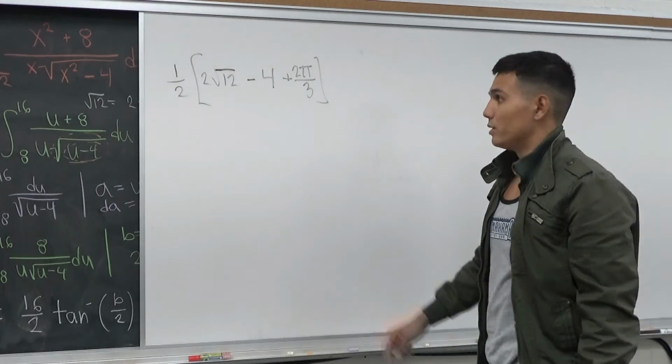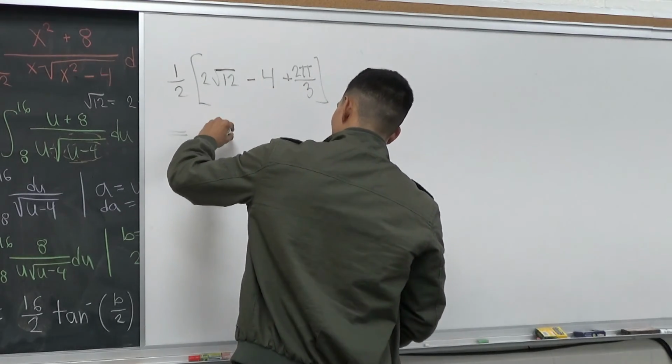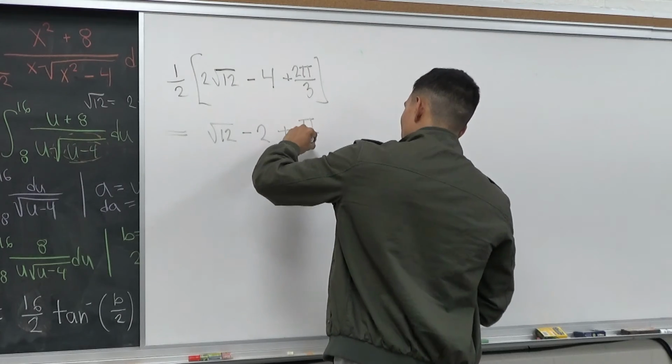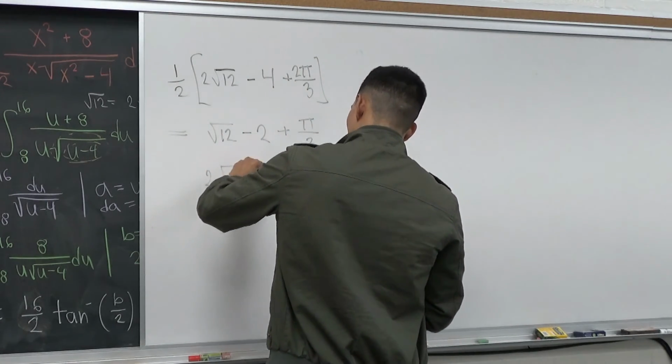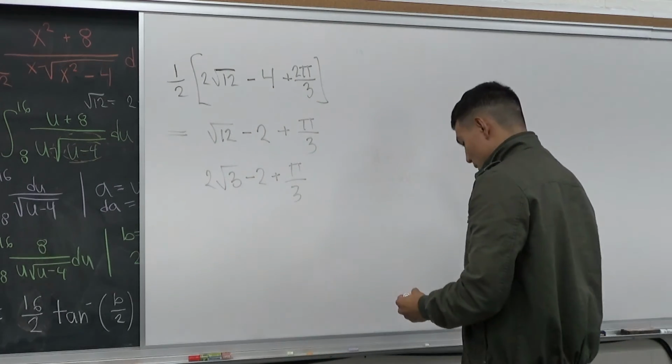Right, that was our original answer, and now we set that to be square root 12 minus 2 plus pi over 3. And what was that guy? That was 2 square root 3 minus 2 plus pi over 3. So this is your final answer.